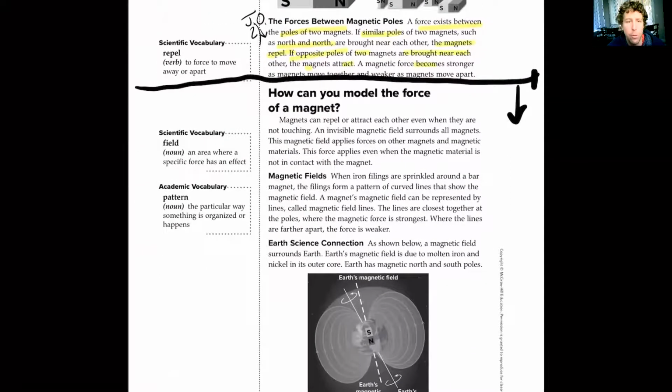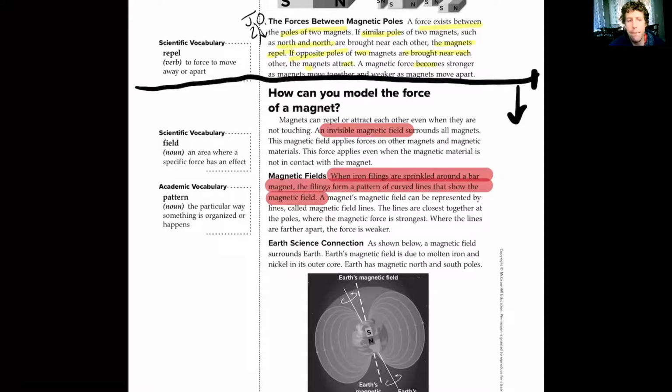How can you model the force of a magnet? Magnets can repel or attract each other even when they are not touching. An invisible magnetic field surrounds all magnets. So this field is invisible. How do we see this invisible field? This magnetic field applies forces on other magnets and magnetic materials. This force applies even when magnetic material is not in contact with the magnet. Magnetic fields. When iron filings are sprinkled around the bar, filings form a pattern of curved lines that show the magnetic field.